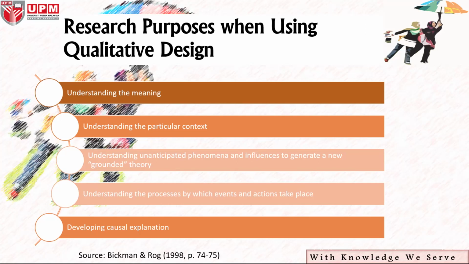Meanwhile, quantitative study is used to confirm the theory. Okay, quantitative ni is used to confirm the theory. And then to develop causal explanation. Okay, it's possible that from the qualitative study ni, it is possible to lead to another quantitative research.